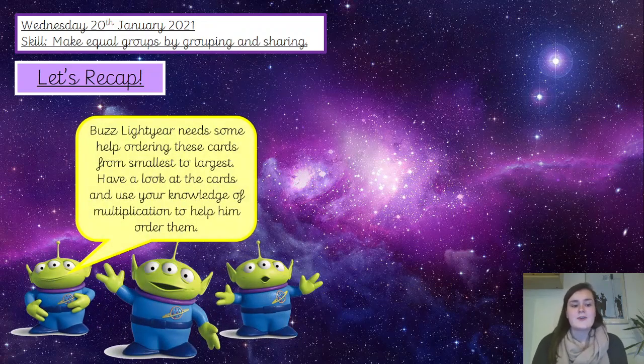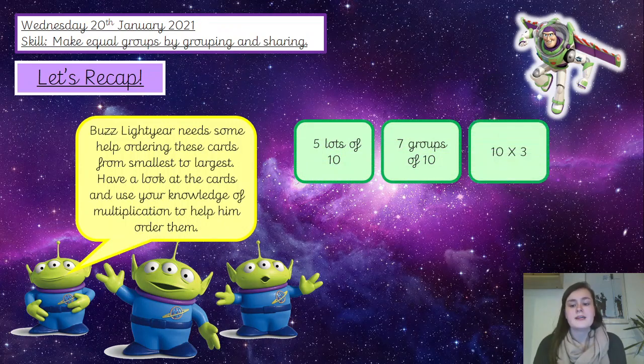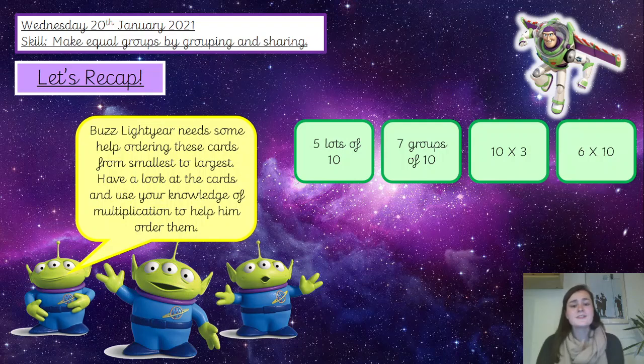Okay, so Buzz Lightyear needs some help ordering these cards from smallest to largest. Have a look at the cards and use your knowledge of multiplication to help him order them. So we've got 5 lots of 10, 7 groups of 10, 10 times 3 and 6 times 10. I'd like you to pause the video, work out the answer to each of these cards and then put them in the order from the smallest to the largest. So you can pause the video now and have a go.